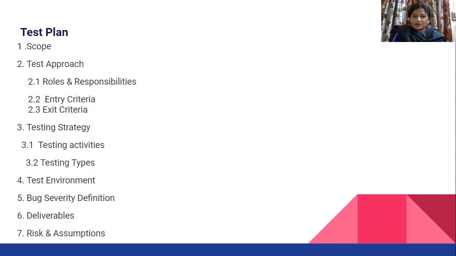Okay. So first of all, the first one is scope. In the scope, we define what functions we test and what functions we do not test. For example, for any web application, we will be testing its GUI components, that is the UI testing or GUI testing. That will be under the scope of the test plan.